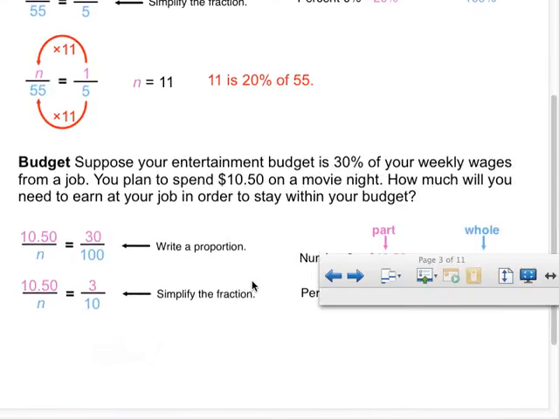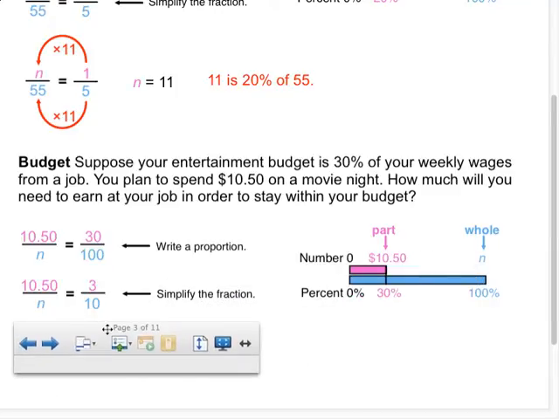Okay, so moving along, here's what I need you to do. Read this question. I already simplified the fraction. I need you to solve it.